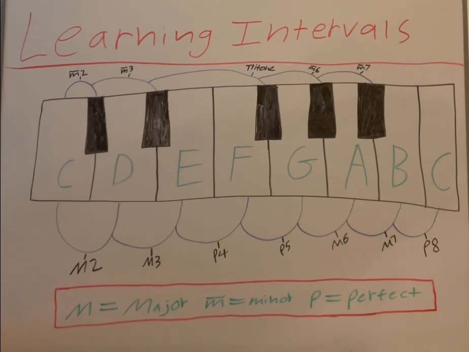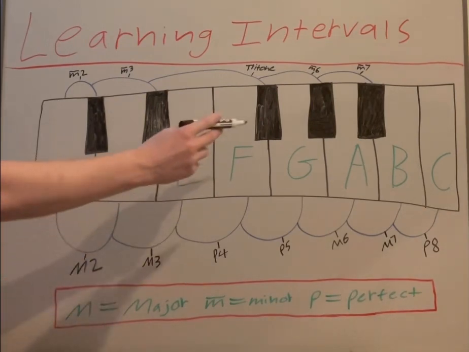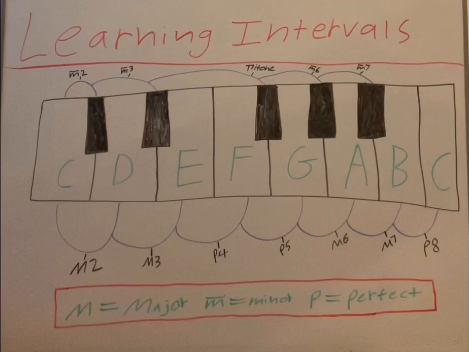So an interval is the distance between any two notes. In our example here, we're using a piano. I've got an octave written down, but any instrument works exactly the same way.